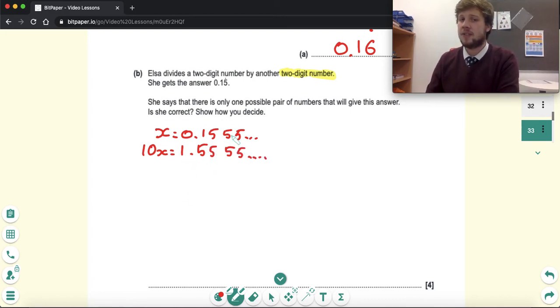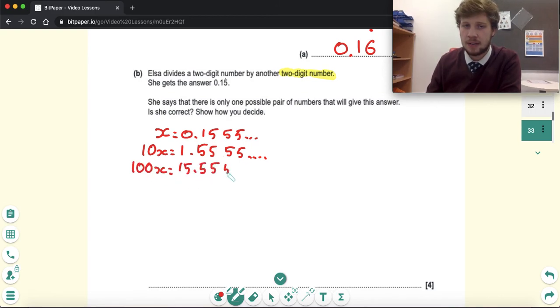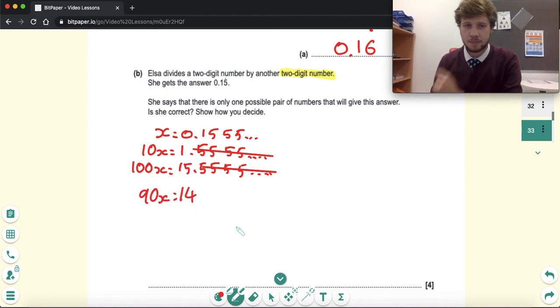I need to subtract this by another thing with just recurring. So multiplying by 10 again gives me 15.5555. And now I'm happy because what I can do is when I subtract these two equations, I'm going to cancel out. So I end up with 90x equals 14. So therefore x equals 14 over 90.